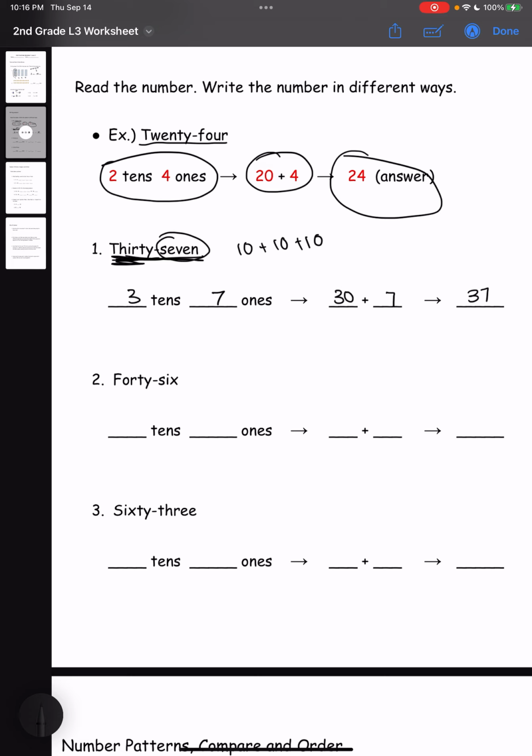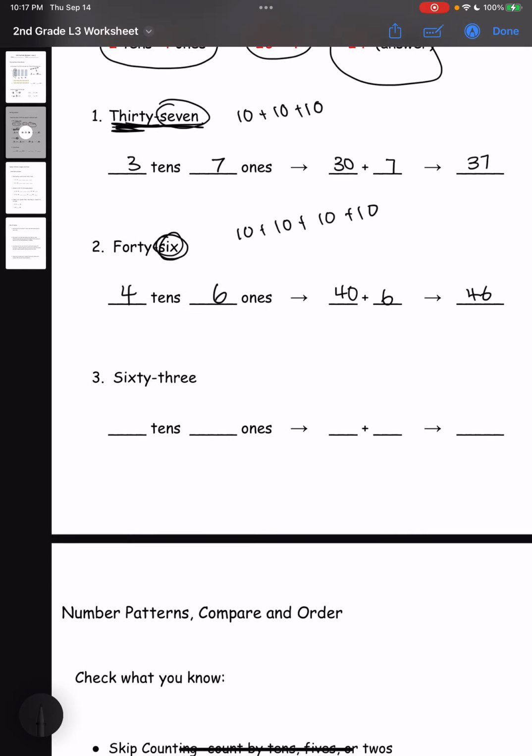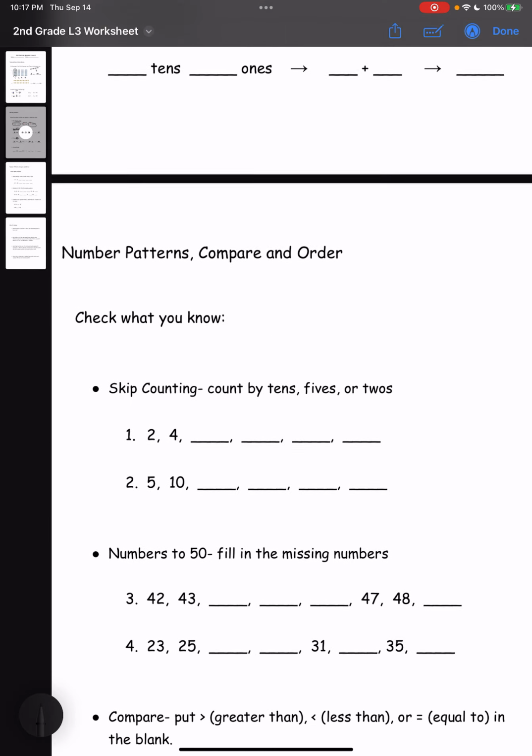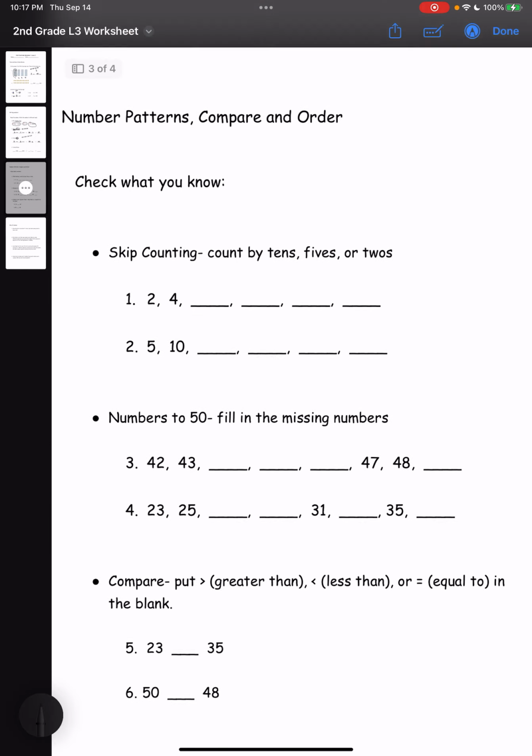And number 2 is the same way. 40 is 10 plus 10 plus 10 plus 10, which is 4 tens. And how many ones? 6. Oh, I'm supposed to write it as numbers. 6 ones. So we do 40 plus 6 equals 46. This section is pretty easy, so try number 3 on your own. And we'll move on to number patterns, compare and order.